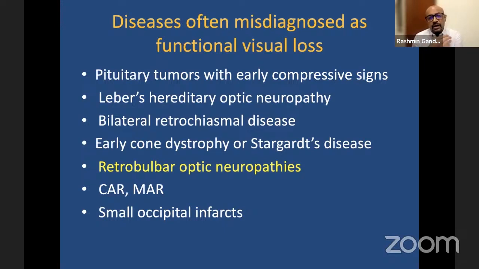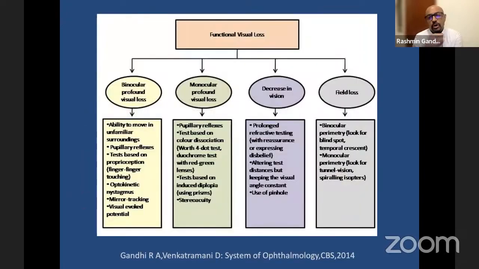So in other words, there are ways by which you can diagnose patients with non-organic vision loss. However, one has to give the maximum benefit of the doubt to the patient before we resort to a diagnosis of non-organic vision loss. This is an algorithm which we published in 2014 for somebody who has a functional vision loss. It can be binocular profound loss, monocular loss, decrease in vision, or a field loss. And we have summarized here what the pointers are towards a functional or non-organic vision loss. I thank you once again for your very kind invitation.